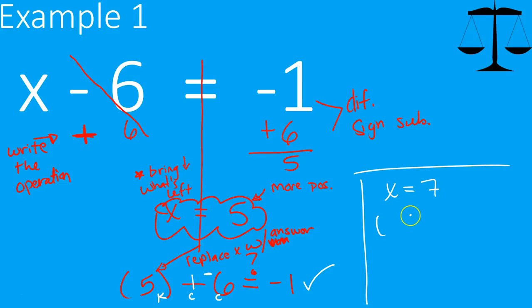So here's what would happen when you do your check. I'm going to put parentheses minus 6 equals negative 1, and I'm going to replace the variable x with 7. Okay, well, now I'm going to subtract. 7 minus 6 equals 1. But look, it was supposed to equal negative 1. That tells me that my answer is wrong. Okay. All right.